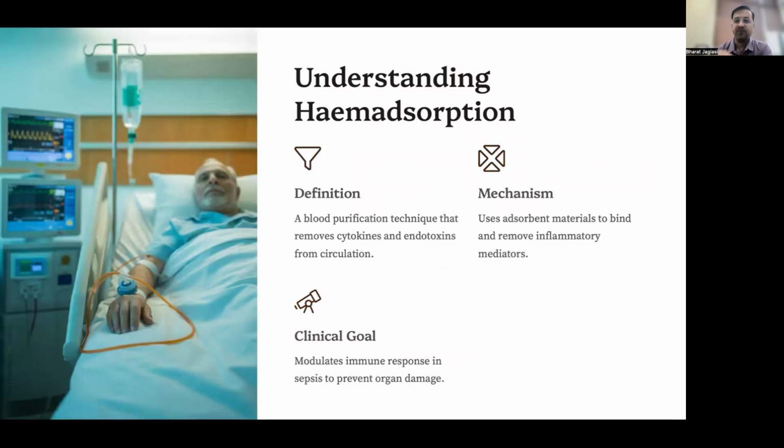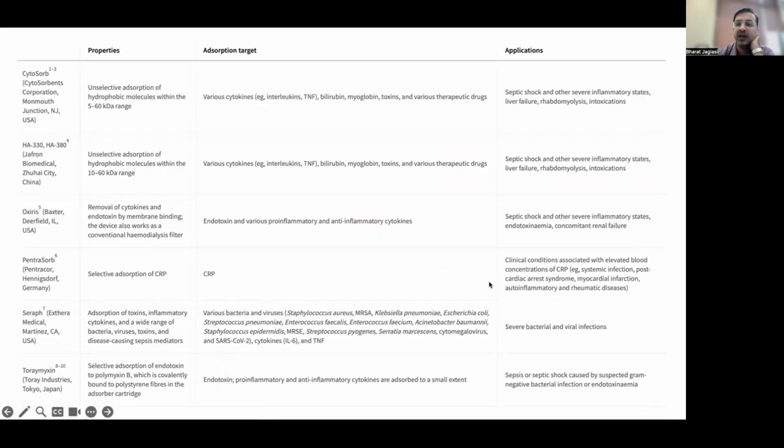So, when we talk about hemoadsorption, it is very important to understand what exactly it does. By definition, it's a blood purification technique that removes cytokines and endotoxins from circulation. It works by using adsorbing materials that bind and remove inflammatory mediators, and eventually it modulates the immune response in sepsis to prevent organ damage. And there are various filters which have been used. We are all aware of it, so we'll just go through it one by one.